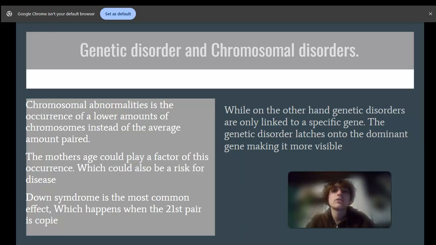Genetic disorders and chromosomal disorders. Chromosomal abnormalities are the occurrence of a different amount of chromosomes instead of the average amount paired. The mother's age could definitely play a factor in this occurrence, which could be a risk for diseases throughout the baby. Down syndrome is the most common effect, which happens when the 21st pair is copied. On the other hand, genetic disorders are only linked to a specific gene. The genetic disorder latches onto the dominant gene, making it more visible.